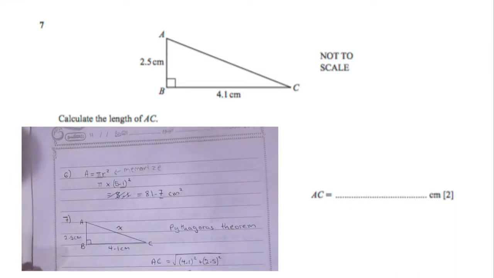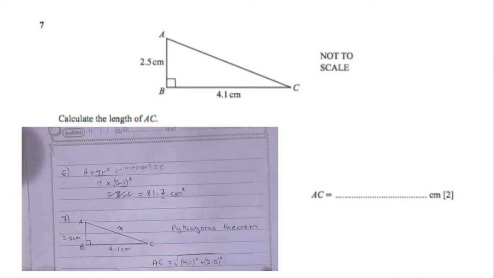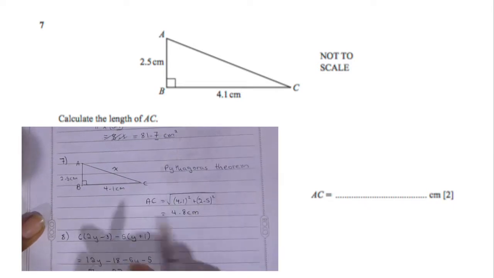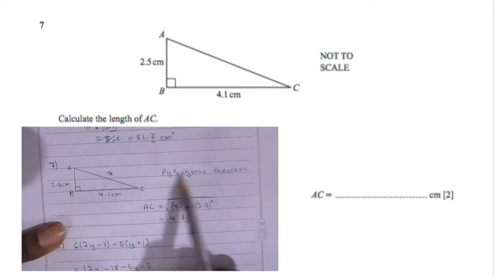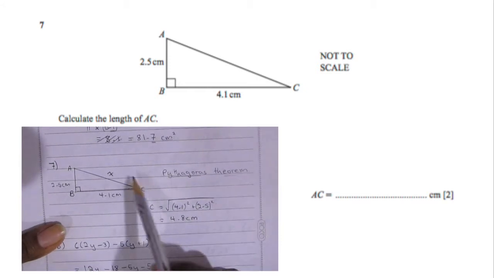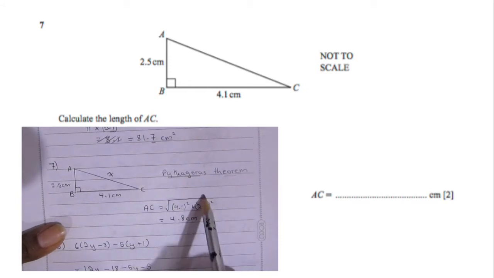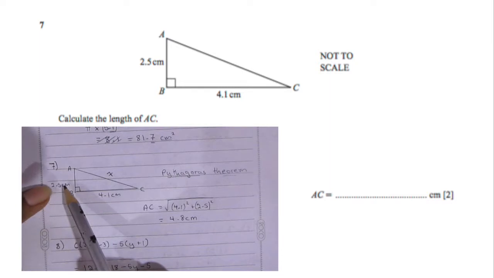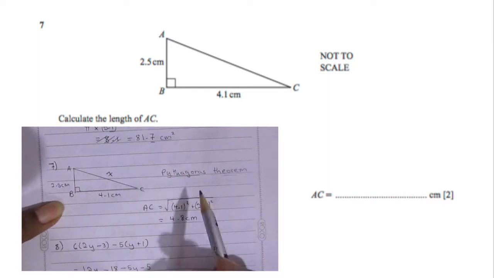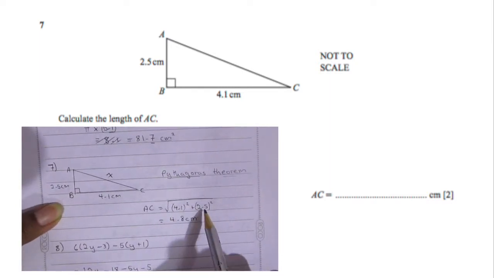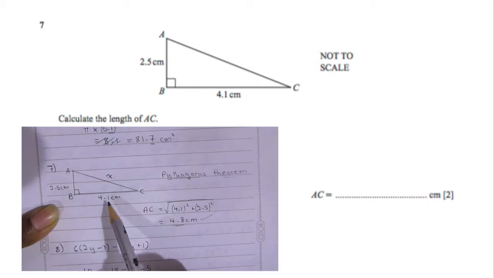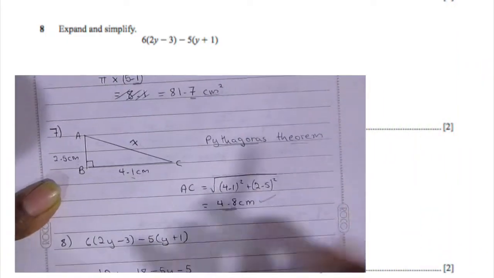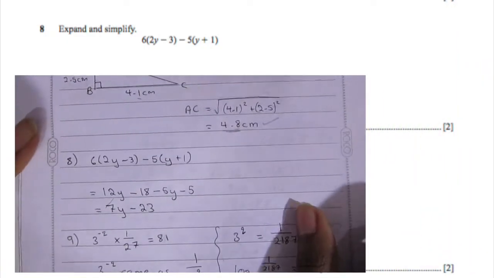Now question 7, calculate the length of AC. So here we're going to use Pythagoras theorem. So AC would equal the square root of the whole thing, 4.1 squared plus 2.5 squared. We're going to take the two smaller sides, square each of them, add them together, and then find the square root. And the answer would be 4.8 centimeters. We left it to 4.8 centimeters because you can tell that they're all to one decimal point.